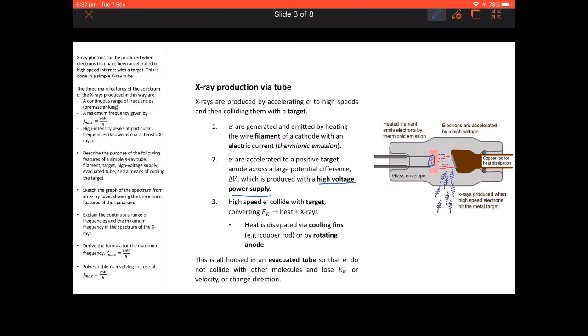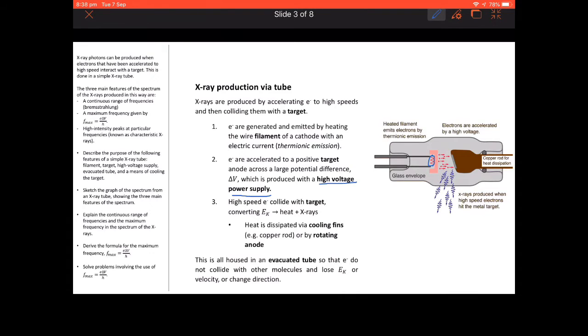High speed electrons then collide with the target, and this converts kinetic energy, so the kinetic energy that these high speed electrons have gets converted to mostly heat, but it also gets converted to X-rays. X-ray production is quite inefficient, so it's only like 1 or 2% of energy is converted to X-rays.